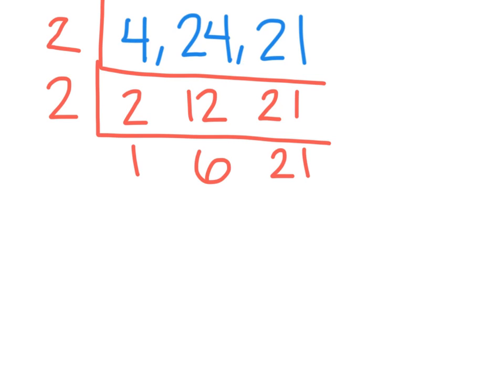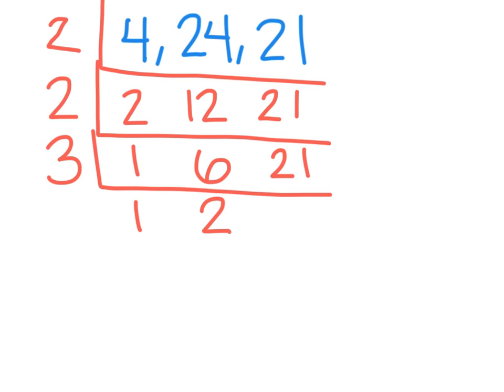So now I'm going to build another layer of my cake, and I could divide at least 2 of them by the number 3. So 1 divided by 3, I can't do it, so I'm going to keep it 1 since I can't do anything to it. 6 divided by 3 is 2. 21 divided by 3 is 7.